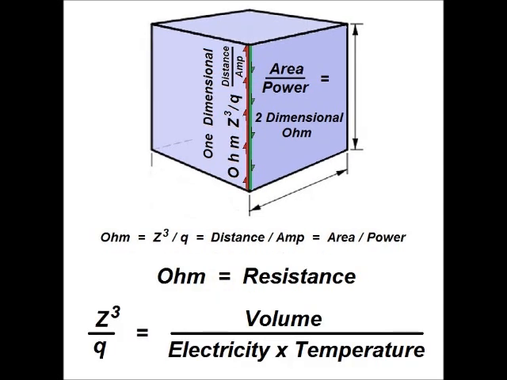Also regarding the ohm, it's proven that resistance is proportional to the temperature of the conductor, and we can see here that the ohm Z cubed over Q is exactly equal to volume divided by electricity times temperature. So this also shows us how the ohm is directly proportional to the temperature of the conductor.